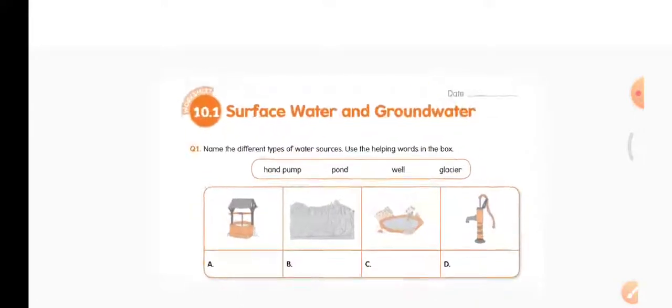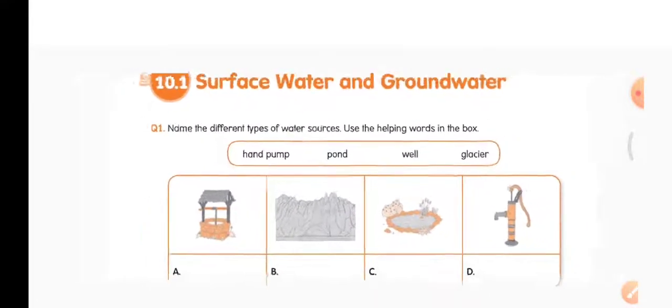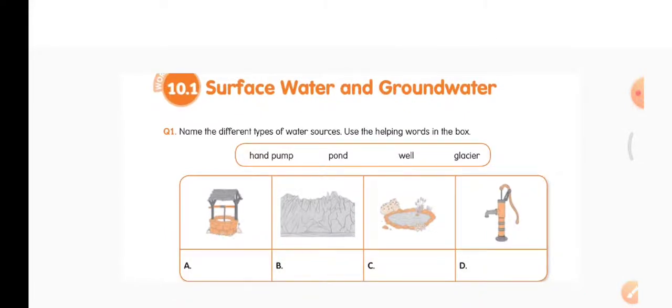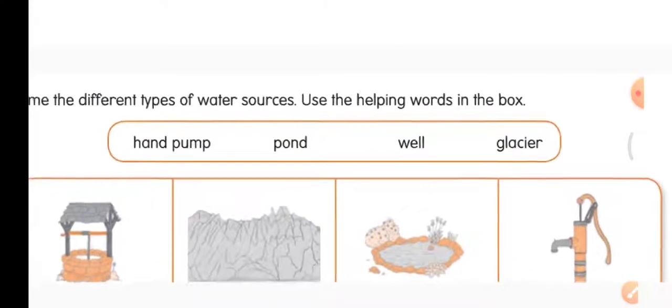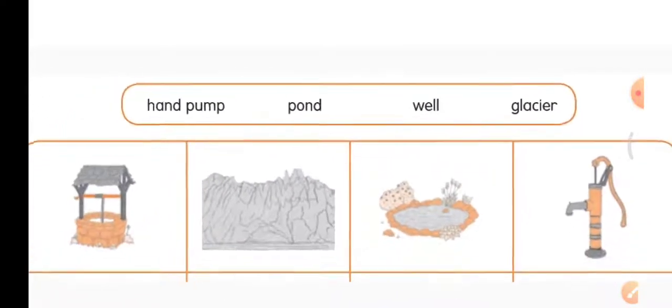Now all of you open your workbook. Open to worksheet 10.1. Put today's date. Name the different types of water sources. Use the helping words in the box. The words here are hand pump, pond, well, glacier.